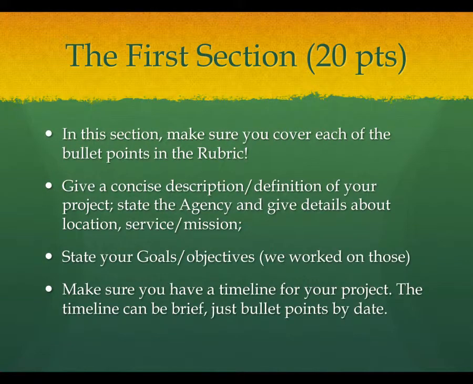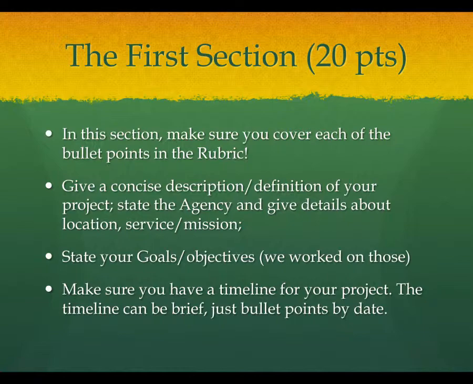In that first section, make sure you cover each of the bullet points that are listed in that rubric. We want you to give a concise description, definition of your project, state the agency that you're working at or your workplace, give some details about that agency, where it's located, what its mission is. It doesn't say this in the rubric, but I would hope that you describe the population you're working with. Is it senior citizens? Is it a certain socioeconomic demographic? Is there a certain linguistic group, etc.?